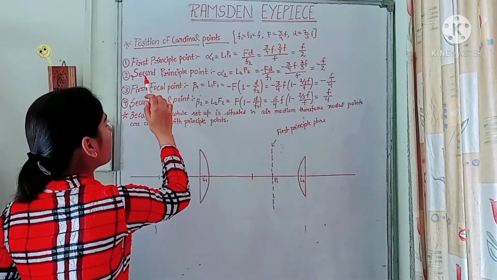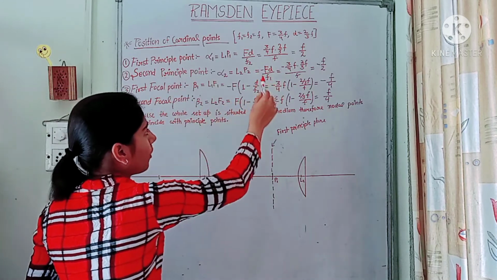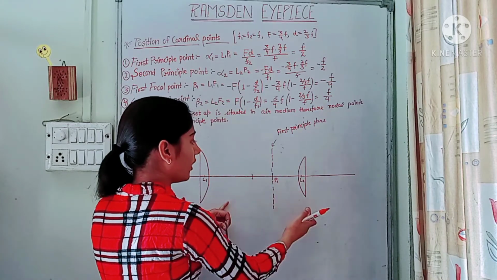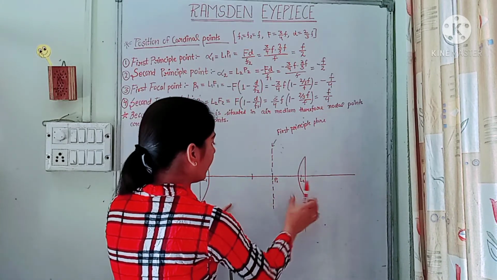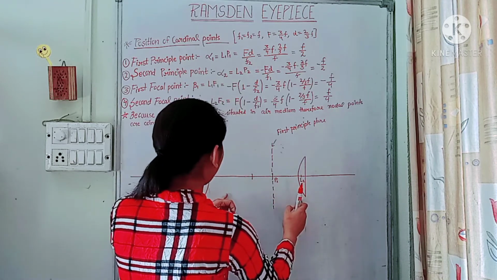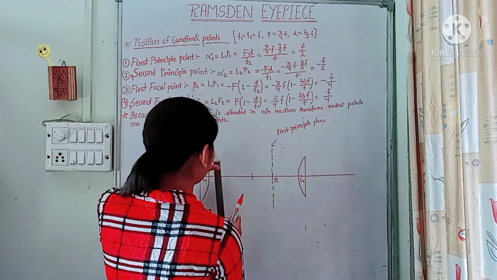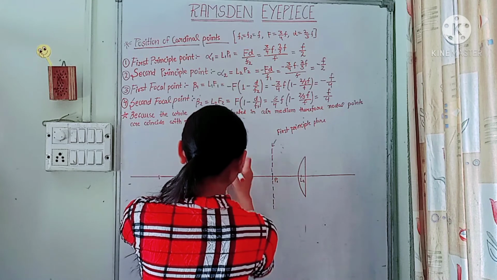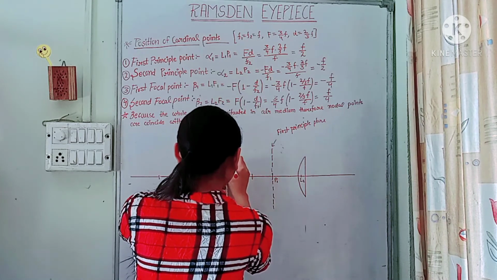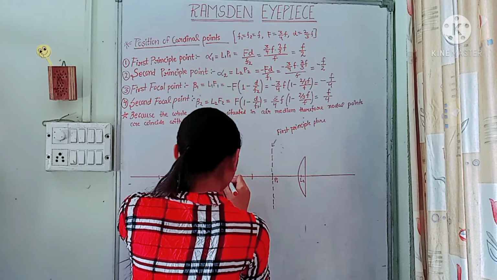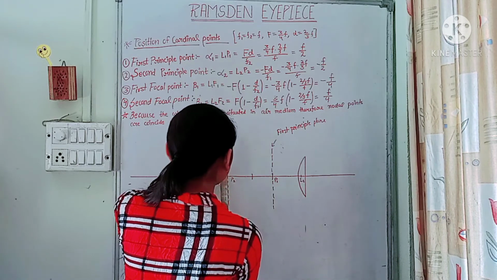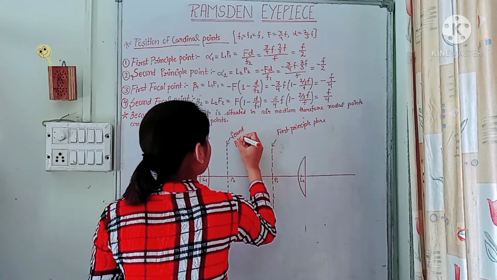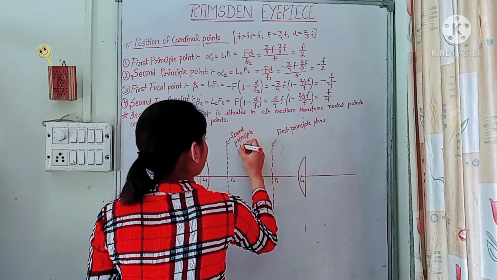Similarly, you can find the position of the second principal point by using this formula, and you get minus F by 2. So minus F by 2 is lying somewhere here, on the left side of the eye lens. This is F by 3 and this is F by 2, somewhere here. This is our point P2, and when we draw a perpendicular to this point, we get the position of the second principal plane.